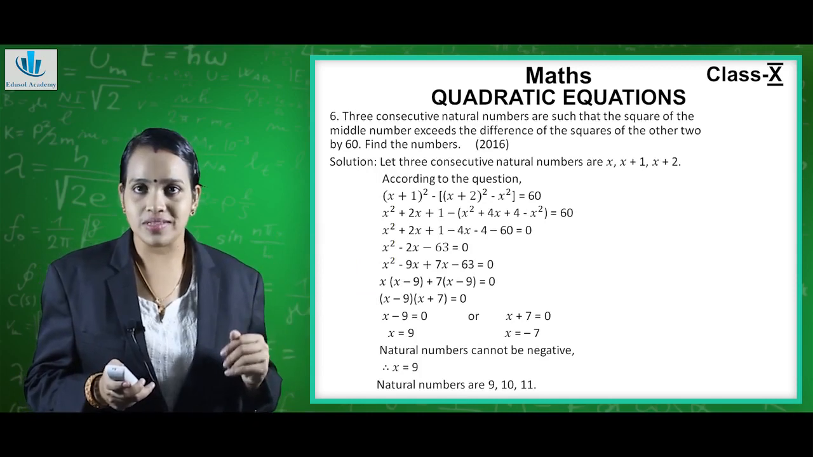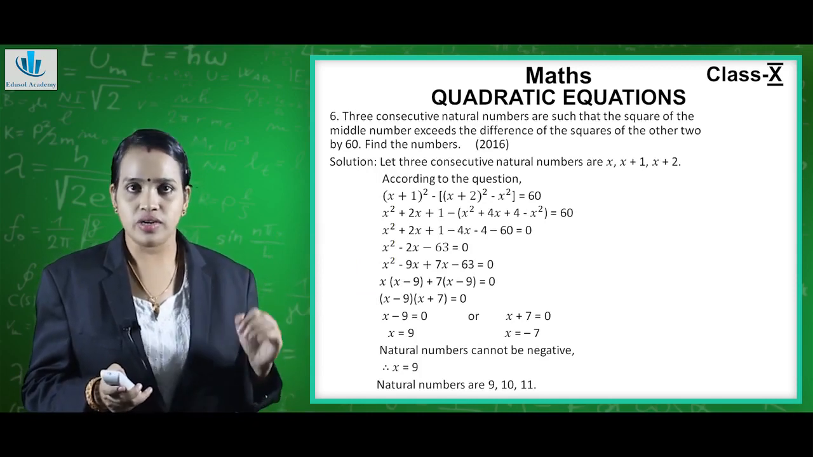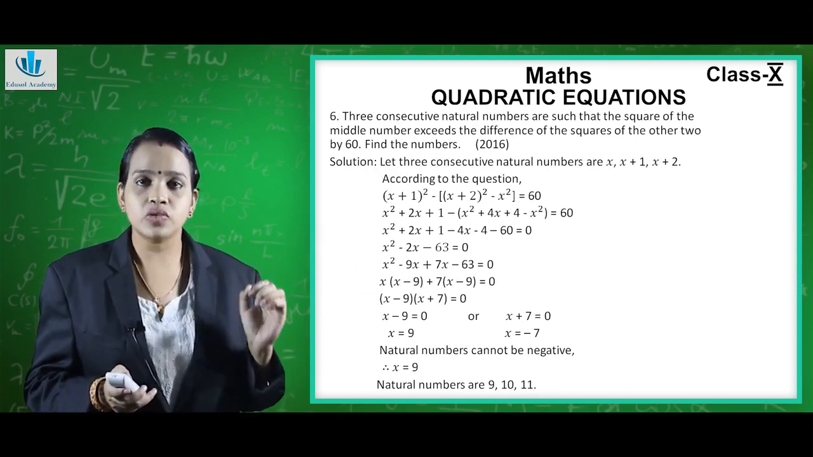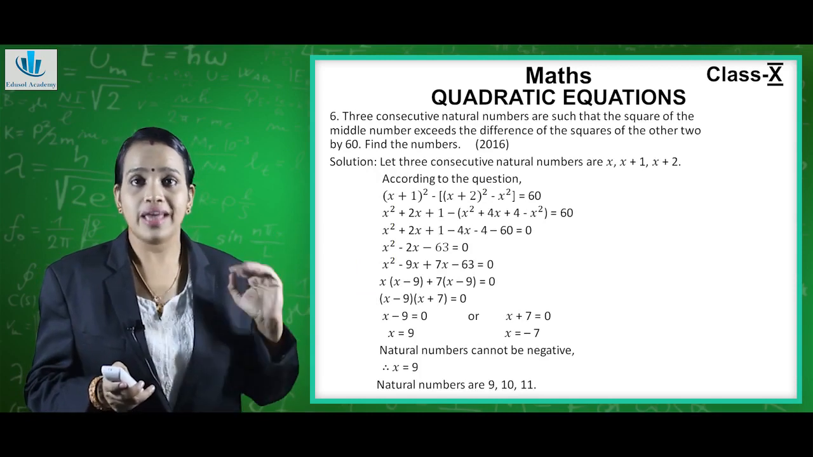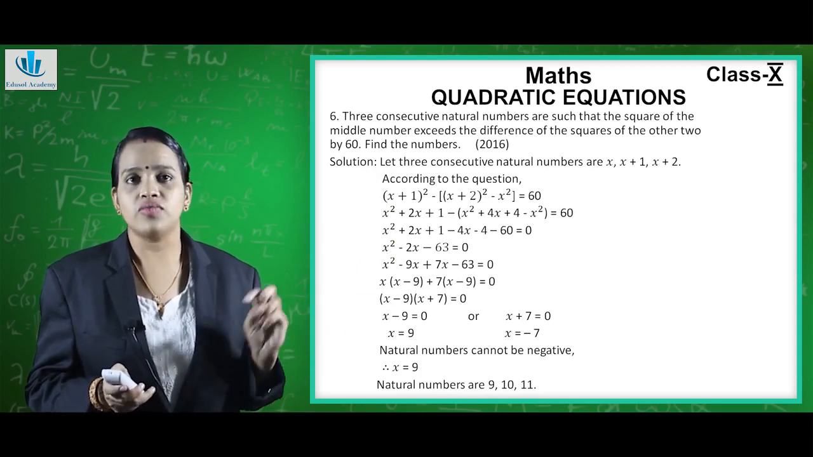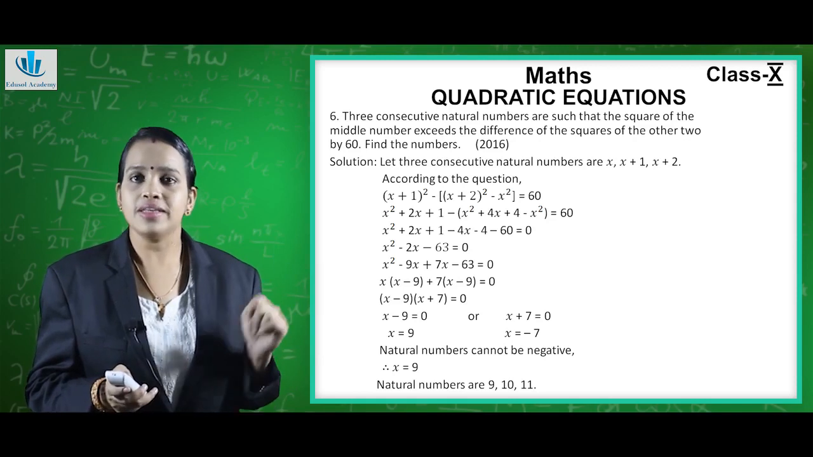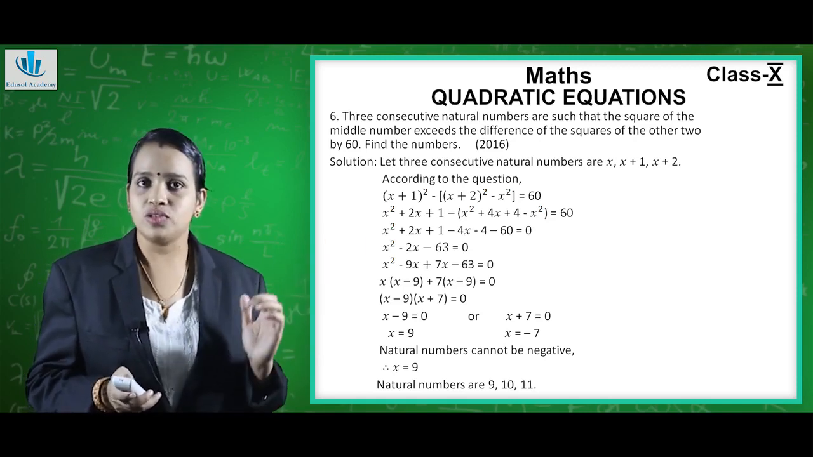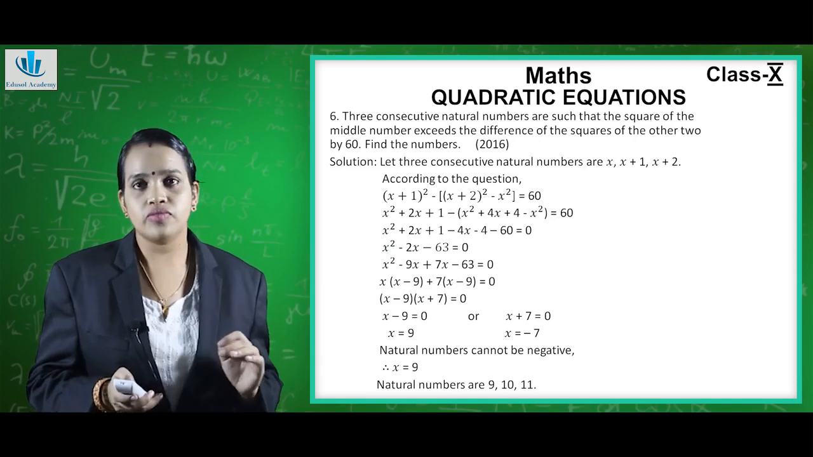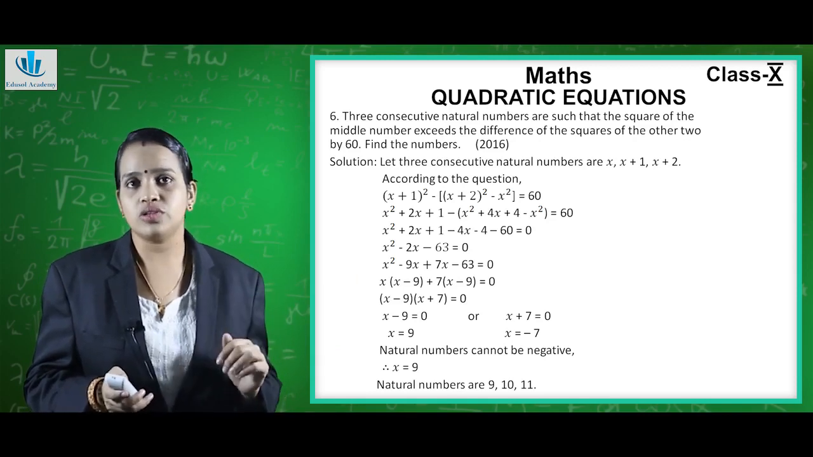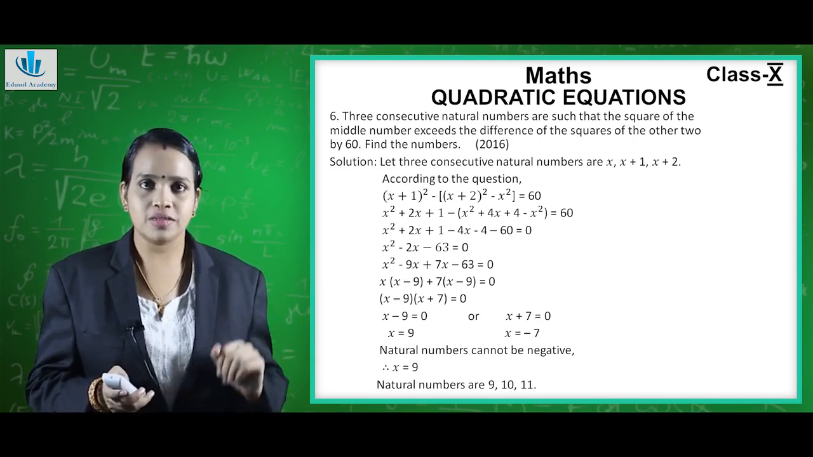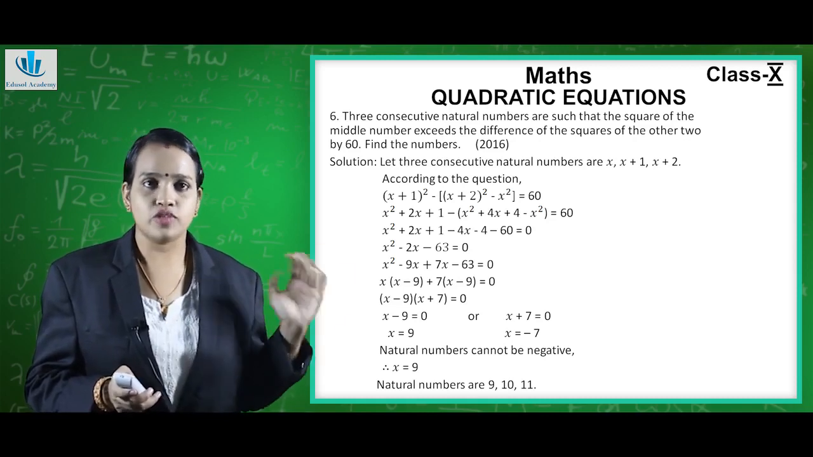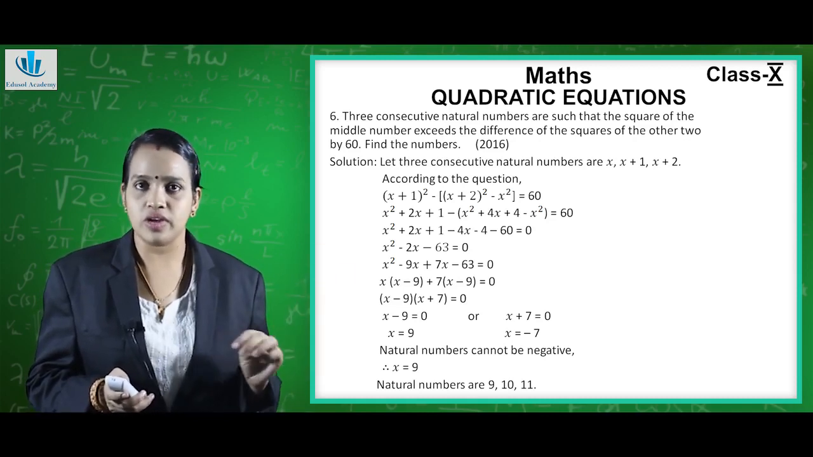Now our next question is: 3 consecutive natural numbers are such that the square of the middle number exceeds the difference of the squares of the other two by 60. Find the numbers. Now this question has appeared in the year 2016. So first what we will do, we will take 3 consecutive natural numbers as x, x plus 1, x plus 2. These are the 3 consecutive natural numbers.